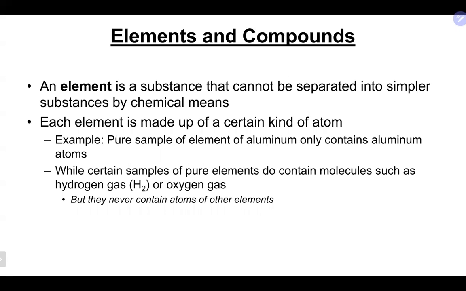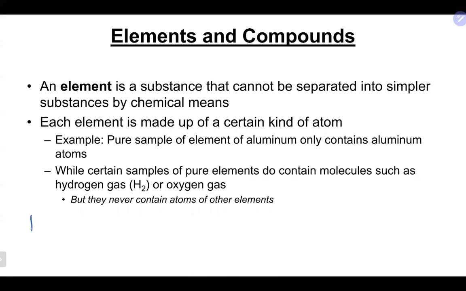So let's talk a little bit about elements and compounds here. An element is a substance that cannot be separated into simpler substances by chemical means. So you could think of elements as sort of your alphabet, if you will. It's kind of as far back as you could go. And different combinations of the elements give us different molecules or compounds. Elements are as far back as you could go.